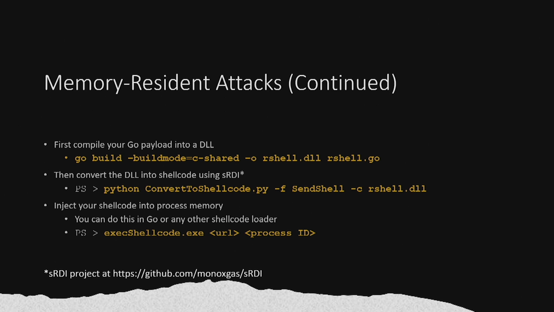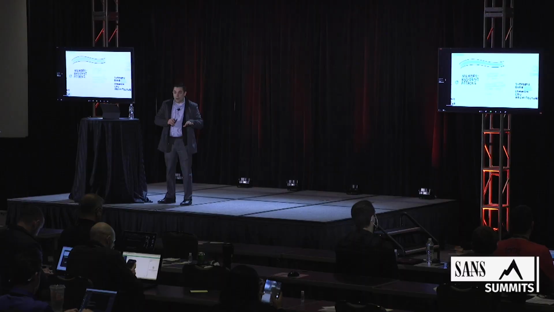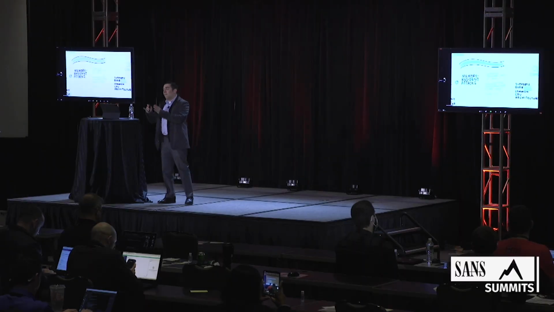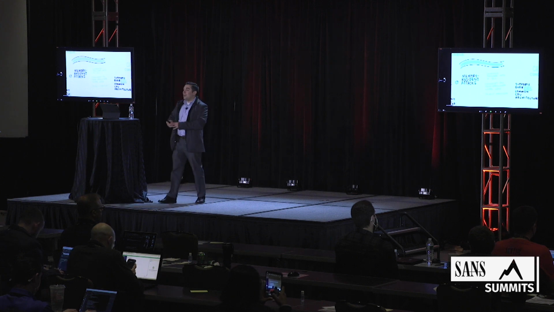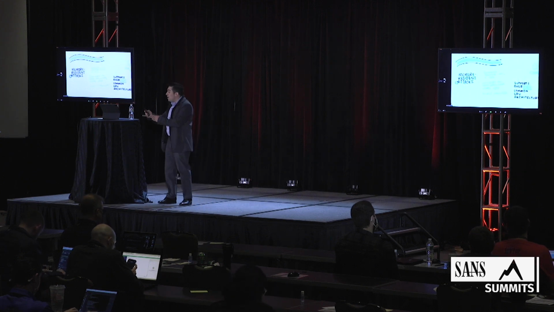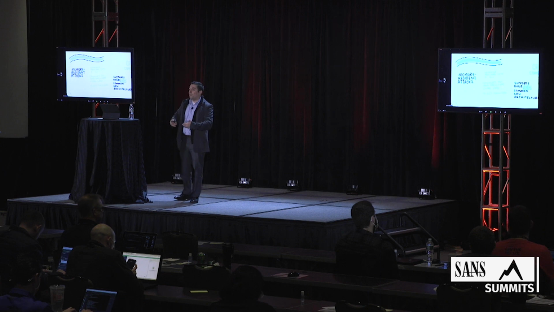If you go back to one of those slides where I showed how to inject shellcode, you could use any one of those examples to load the DLL in this manner. So the end result of this workflow is you're writing high level code in Go, converting it to a DLL, converting it to shellcode, and then you're free to inject it into memory. That is how you go from high level Go code to in-memory payloads, and it's a really powerful capability.